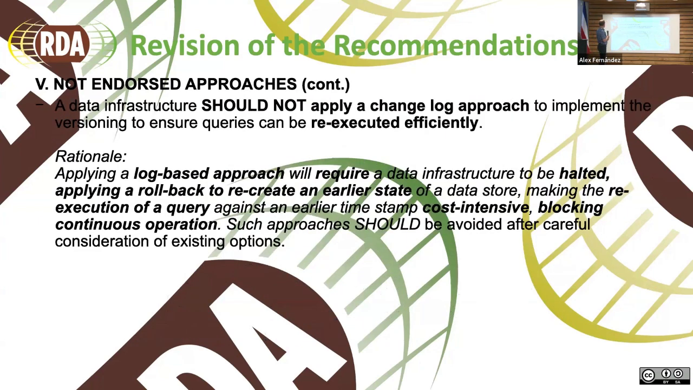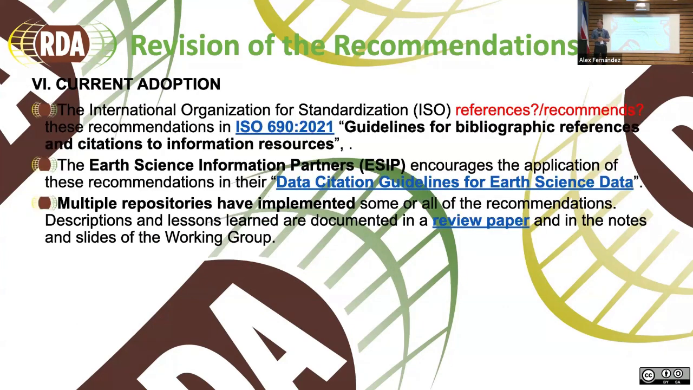And the last one is the infrastructure should not apply a changelog approach, because that's what some databases do. Then in order to rerun a query, you need to halt the data infrastructure, apply a rollback, execute the query, and then roll it to the front again, which is very, very costly and usually not viable. So a should recommendation to make it clear that this is not what we would recommend, because if it's very expensive to re-execute queries, people will not use it and it will not be offered as a service. And that's basically it.